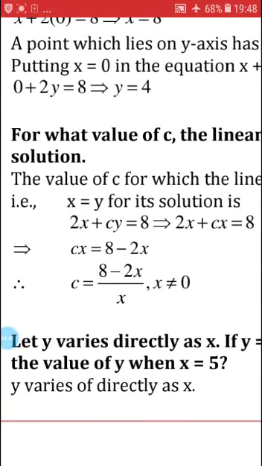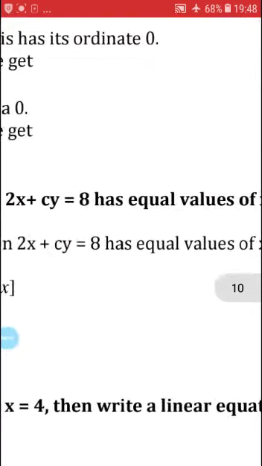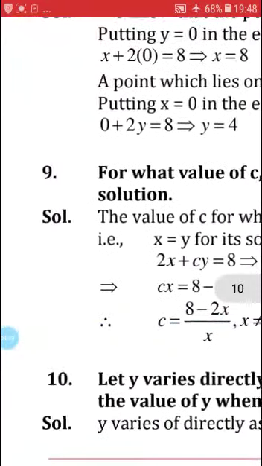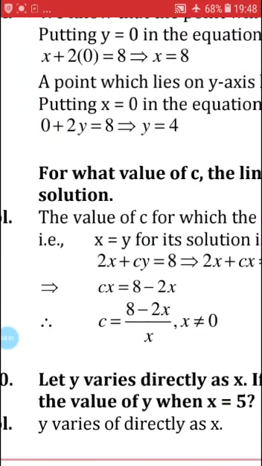For what value of c does the linear equation 2x plus cy is equal to 8 have equal values of x and y for its solution? So we will put x is equal to y. Is that okay? So c is equal to (8 minus 2x) by x.